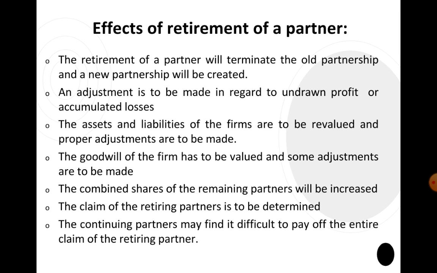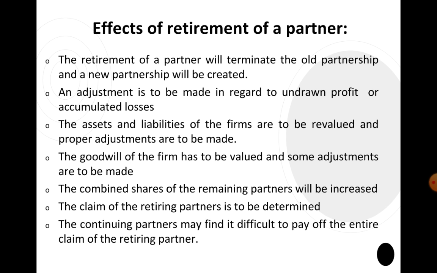When it comes to retirement of a partner, there will be a gaining ratio. The partner who is leaving will be giving up his share, right? If he is giving up his share, that means the continuing partners' shares are going to increase. So the combined shares of the partners will be increased, which means there will be a gaining ratio for the continuing partners. There is also a need to ascertain and determine the claim of the retiring partner.